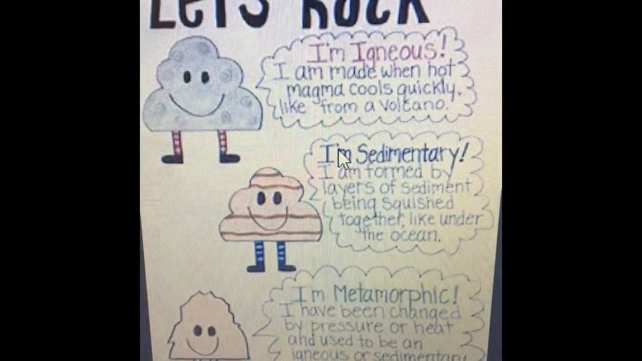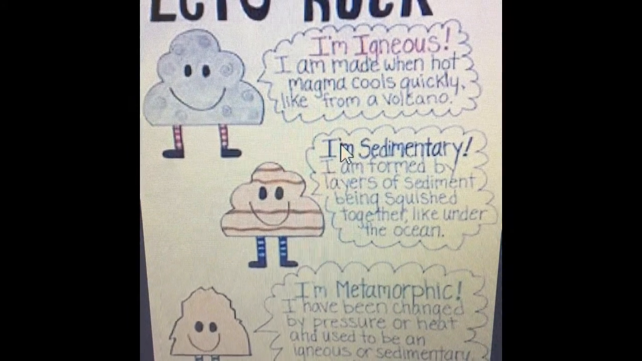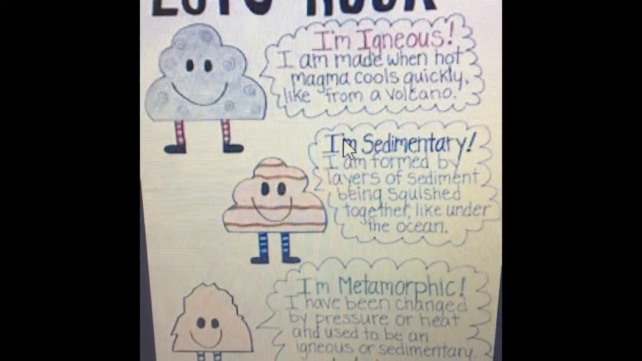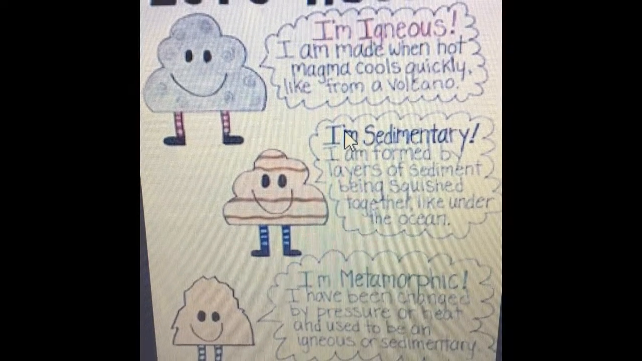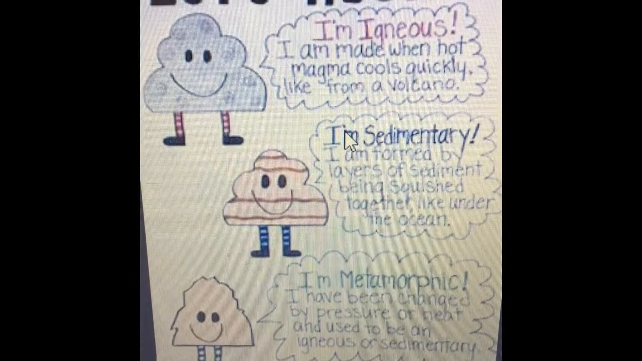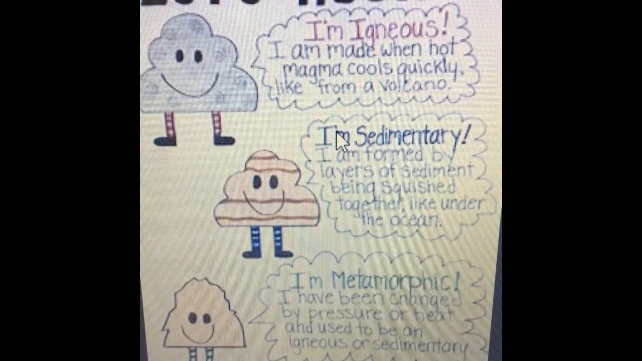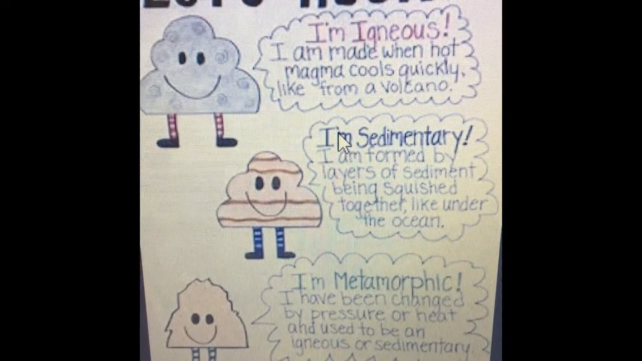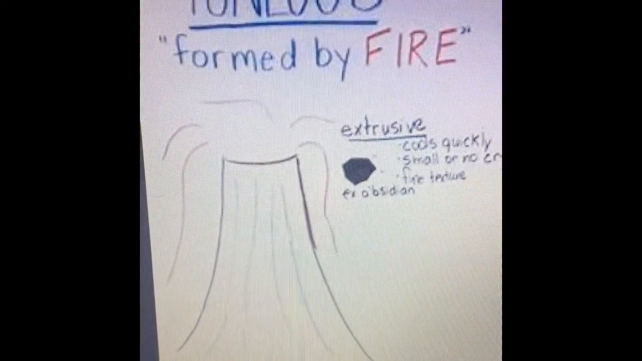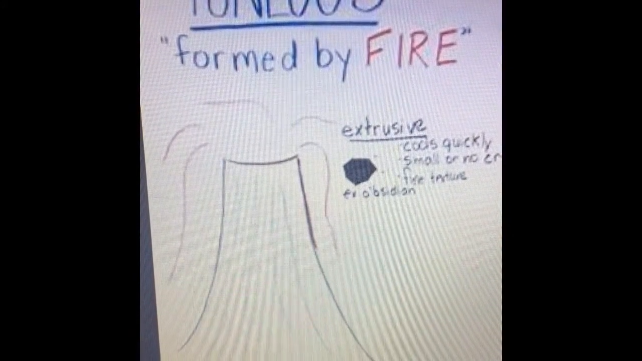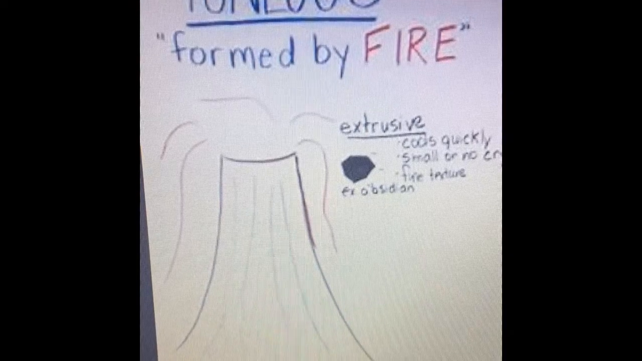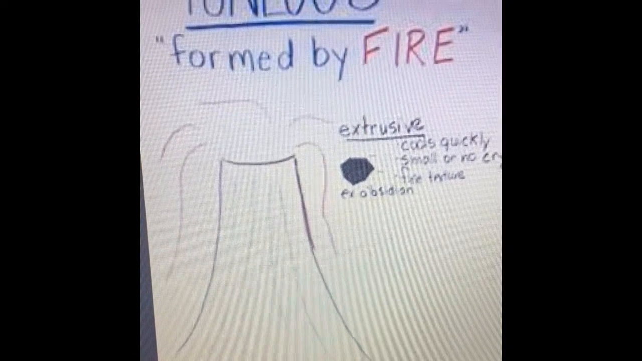Usually when I teach the rock unit, I always draw these with the kids, so if anyone's interested in drawing these. And the first one we're talking about is the igneous rock, and it says, I'm igneous. I am made when hot magma cools quickly, like from a volcano. So that's the one we're focusing on right now. I clearly did not draw this one, but this is a drawing of a volcano if anyone's interested in drawing this. And it is formed by fire.